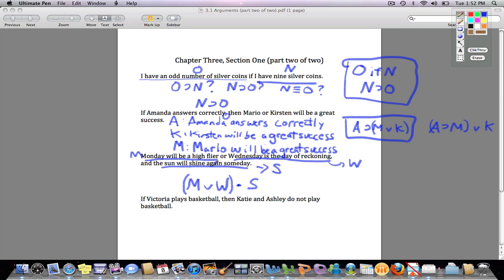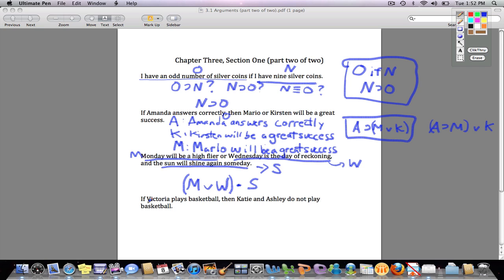So based on what's being said here, to put it in other terms, it is being asserted that the sun will shine again someday, and at least one of two other things. Monday will be a high flyer, or Wednesday is the day of reckoning. If the comma were here after Monday will be a high flyer, then we'd be saying either Monday is a high flyer or Wednesday is the day of reckoning and the sun will shine again someday. We'd either have M or we'd have both W and S. And that's a different claim, but if we switch the comma, that's what we would get.